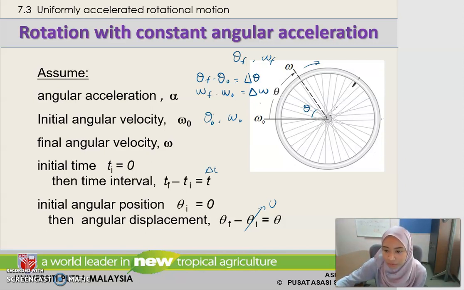Because we are assuming that it starts from 0, and if I reach 20 degrees over here, this guy is just 20 degrees. Same thing, okay? So that is just the convention for angular quantities.